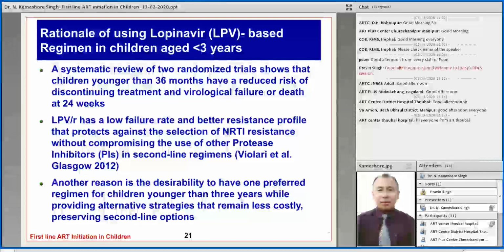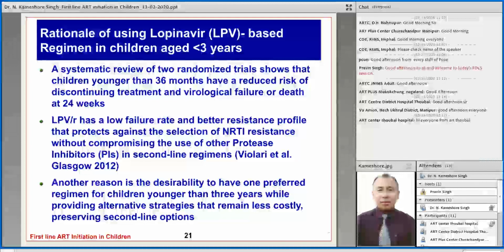A systematic review of 2 randomized trials has also shown that children younger than 36 months have a reduced risk of discontinuing treatment and of biological failure or death at 24 weeks if we use lopinavir-ritonavir. Lopinavir-ritonavir has a low failure rate and a better resistance profile that protects against the selection of NRTI resistance without compromising the use of other protease inhibitors in second-line regimens.